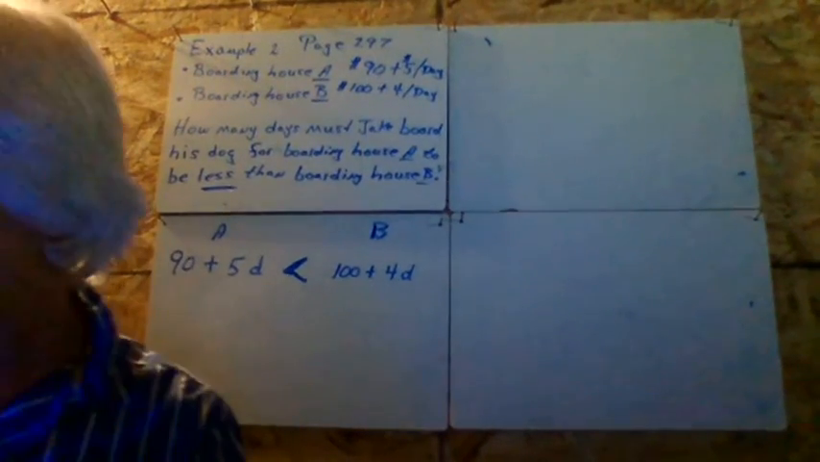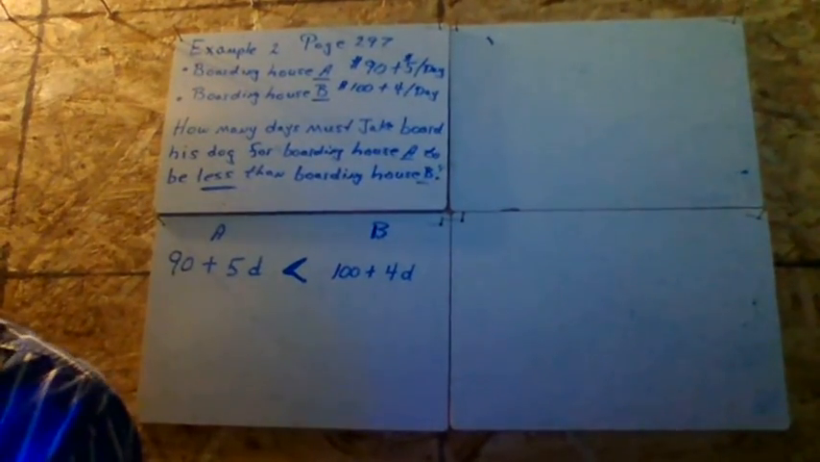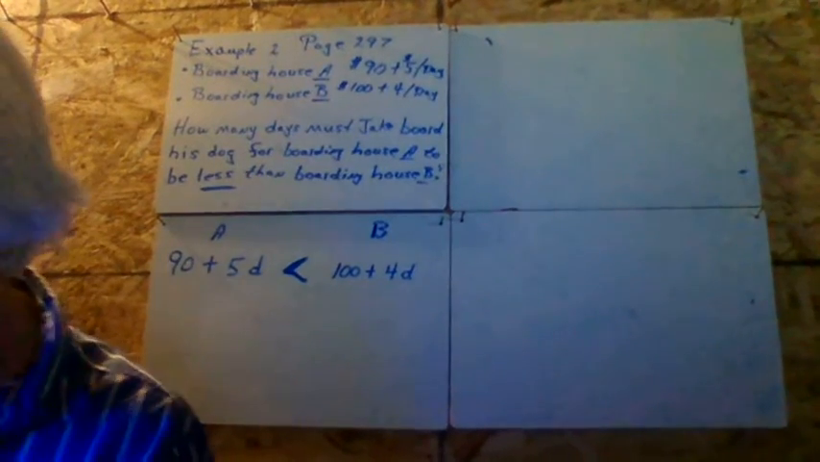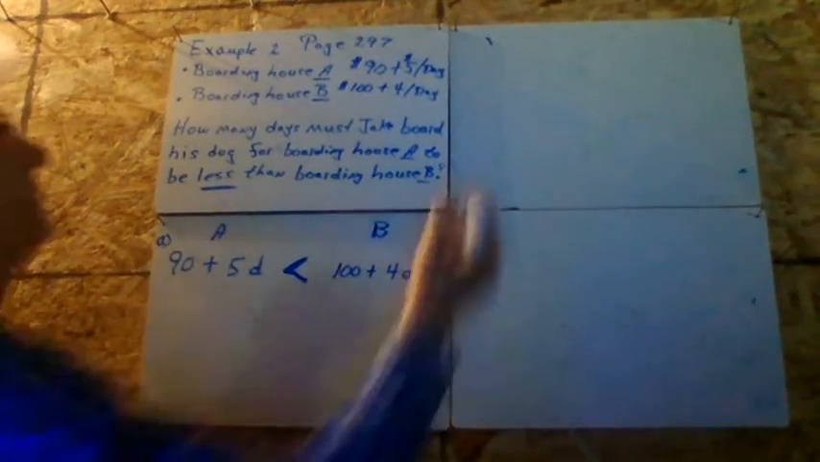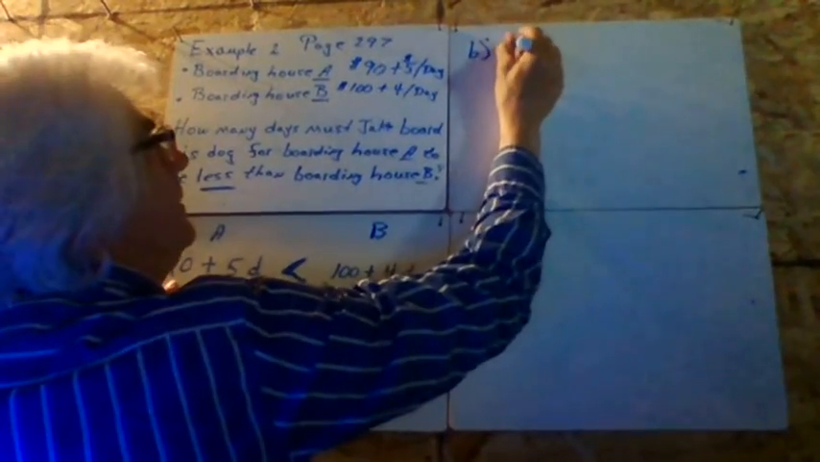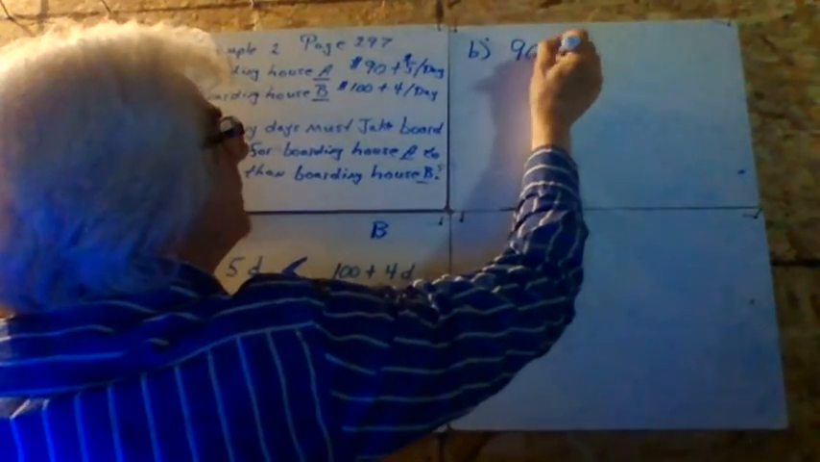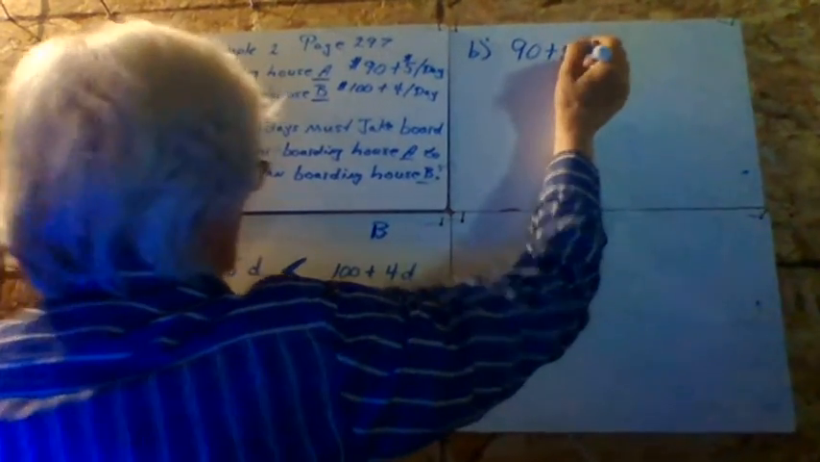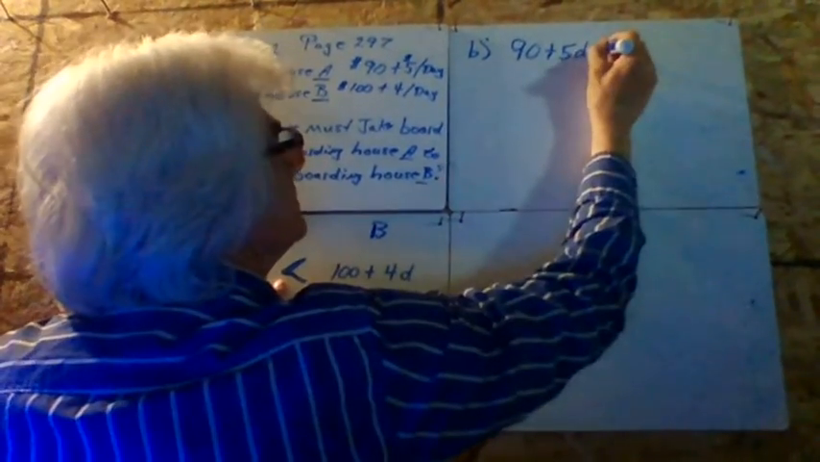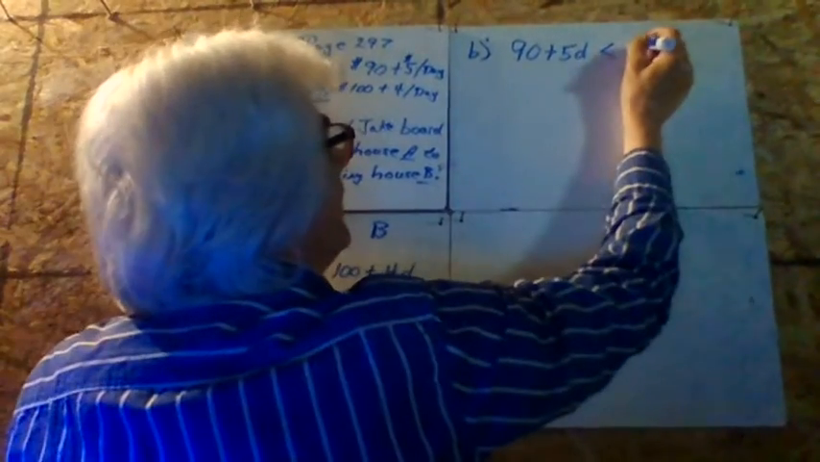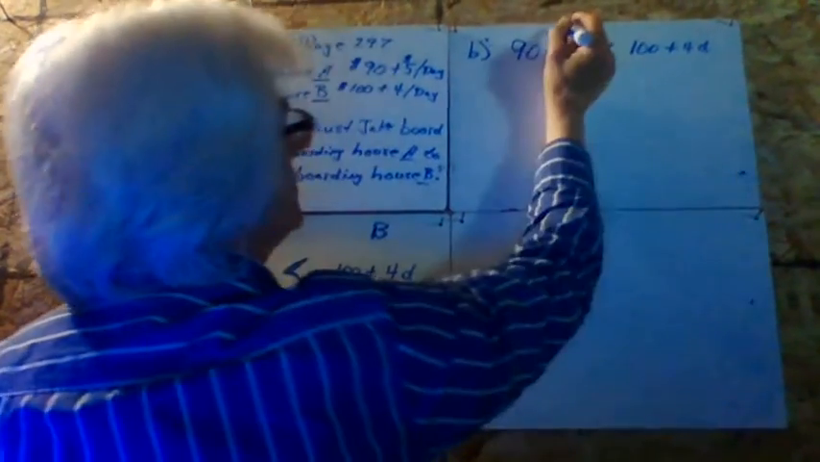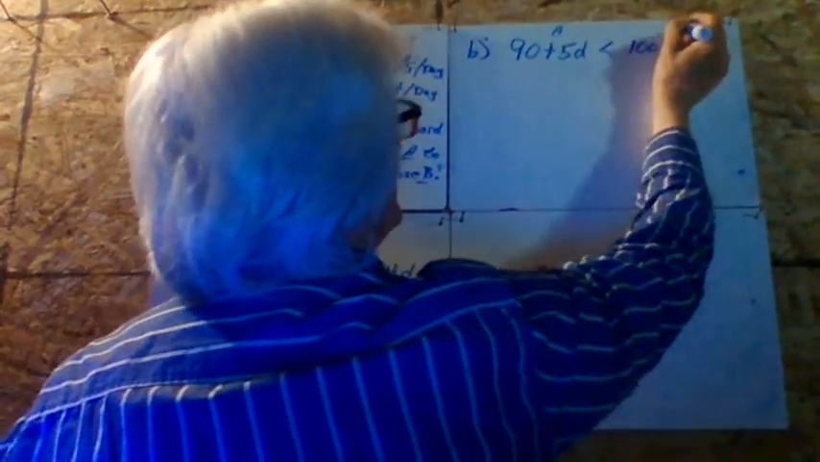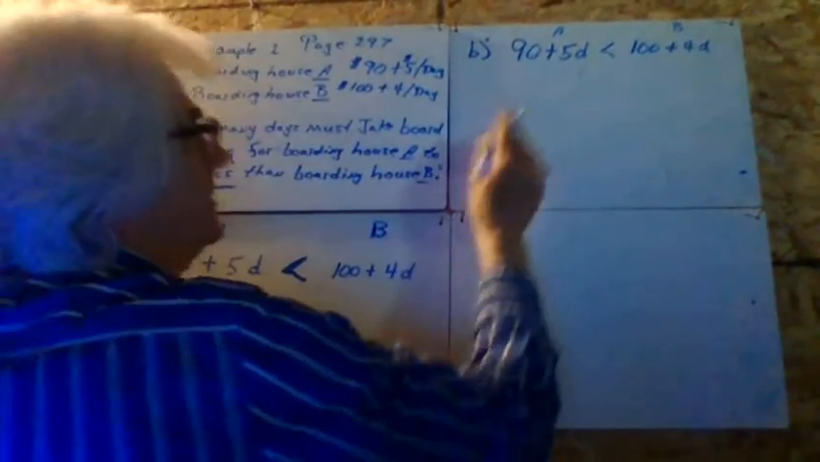So let me look at what they want us to do next. Well, they've asked me to solve the problem. All right. So this was the A part done. Make an inequality. B, we're going to solve the problem. So I'm going to use this inequality. 90 plus 5D is less than 100 plus 4D. Again, remembering this is boarding house A, this is boarding house B. All right, so let's solve it.